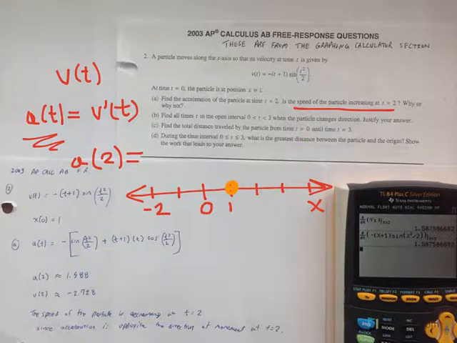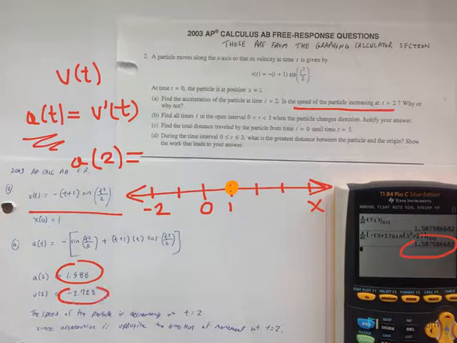So from the first part of the problem, we know the acceleration of the particle is a positive value at time t equals 2. And then you can find the velocity by evaluating the velocity function using your calculator at time t equals 2, and you find that it's a negative value. And since velocity and acceleration have opposite signs at t equals 2, the object would be slowing down. The speed of the particle is decreasing at time t equals 2.